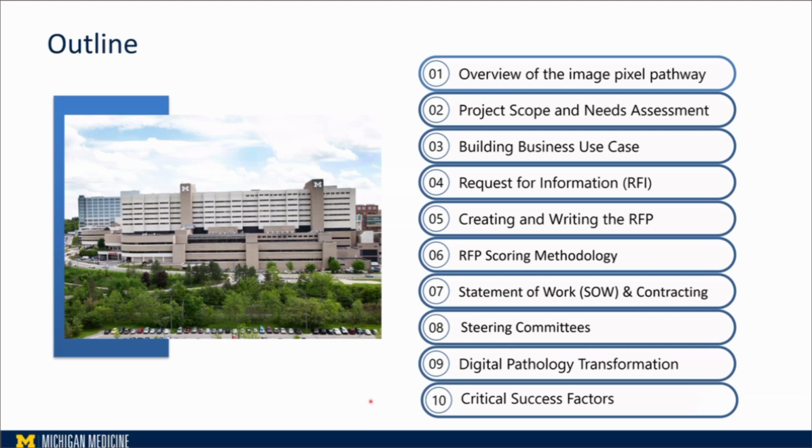And the outline today, we're going to go through what the pixel pathway is, or transforming the glass slide to digital, the project scope, the needs assessment, how to build the use case, how to build the RFP, how to build the statement of work, building a steering committee, and digital pathology transformation. At the end, I will share the project with the team.